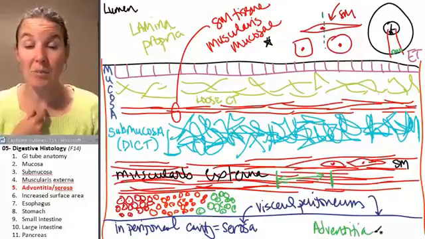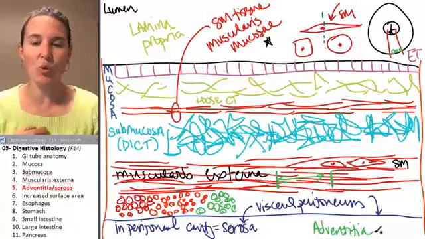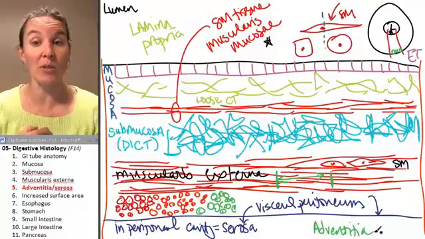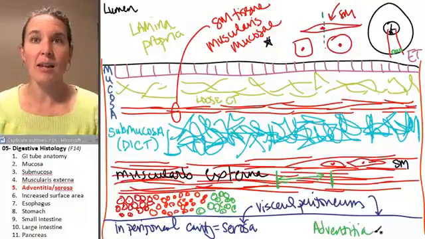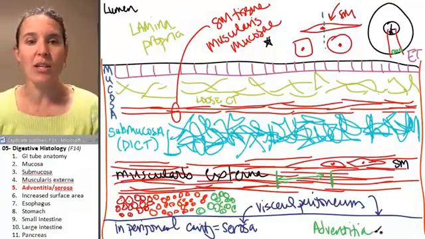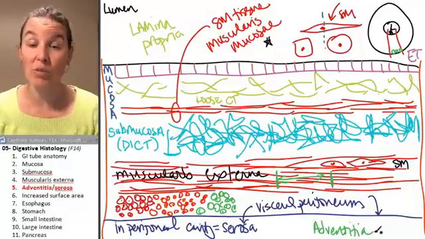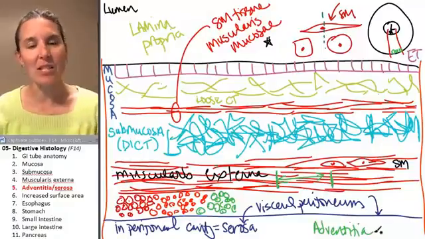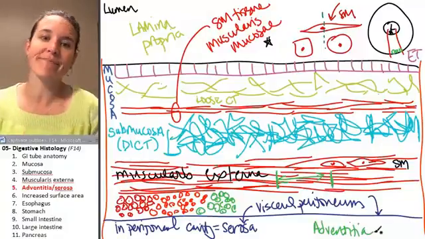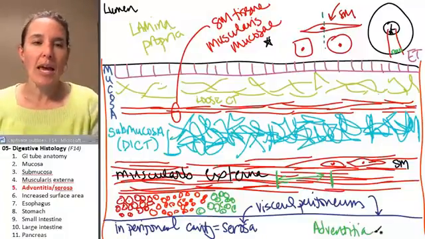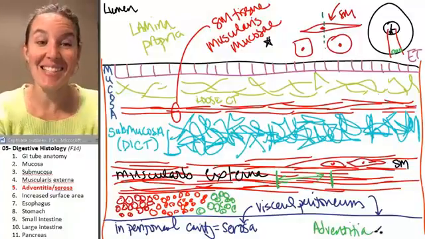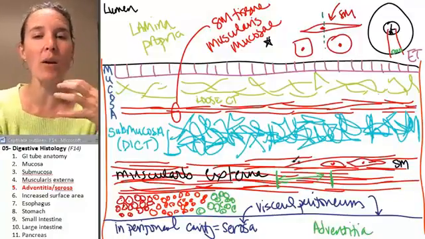If you're looking at some esophagus, then you pretty much can guarantee that you're looking at adventitia as the outermost layer. If you're looking at stomach, then you can guarantee that you're looking at serosa as the outermost layer. Duodenum, adventitia. Jejunum, serosa. That's it.